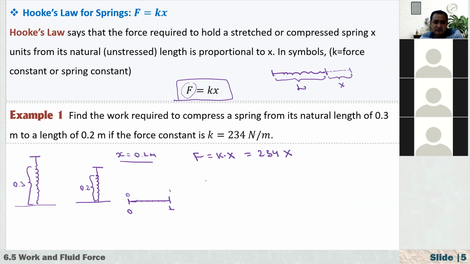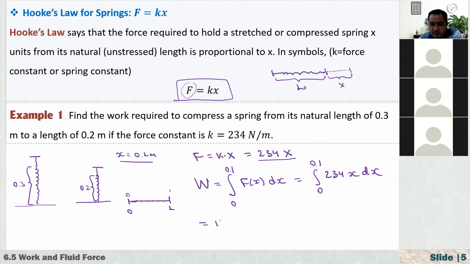Anyway, so now the question is, we need to find the work done to compress this spring. So then work done here is, what is it? Our x is changing from 0 to 0.1. And here we have f of x dx. And what is our f of x? That is 234x. So here we have the integral from 0 to 0.1 of 234x dx.